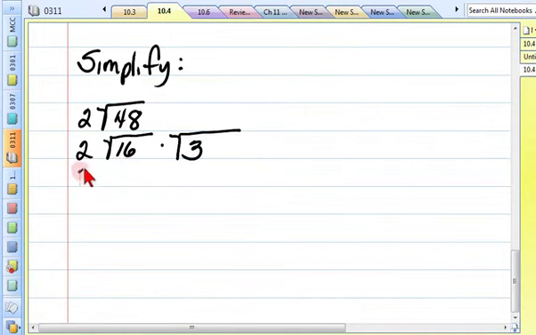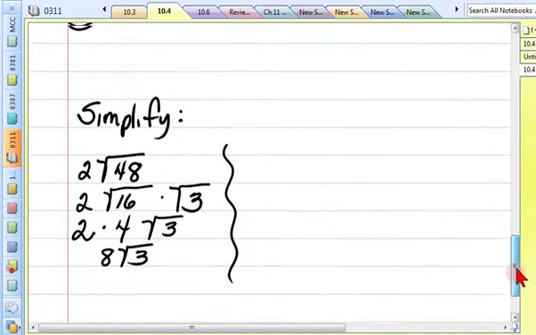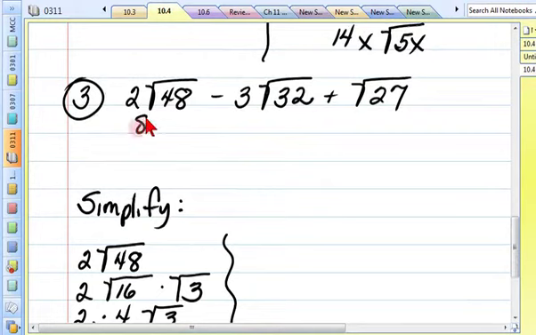Which means I have 2 times radical 4, because the square root of 16 is 4, times the square root of 3, or 8 times the square root of 3. All right, back up top. That's 8 times the square root of 3. And I'll write down the next term, which is 3 times the square root of 32.